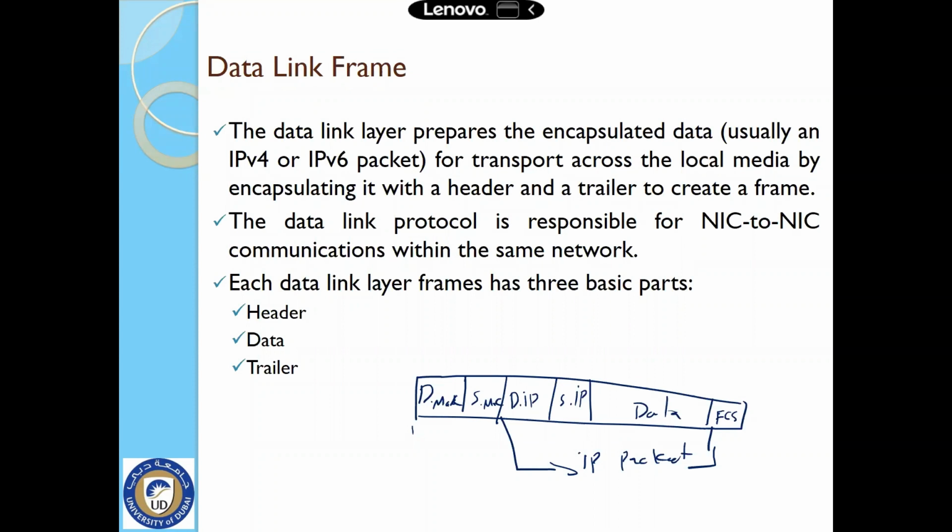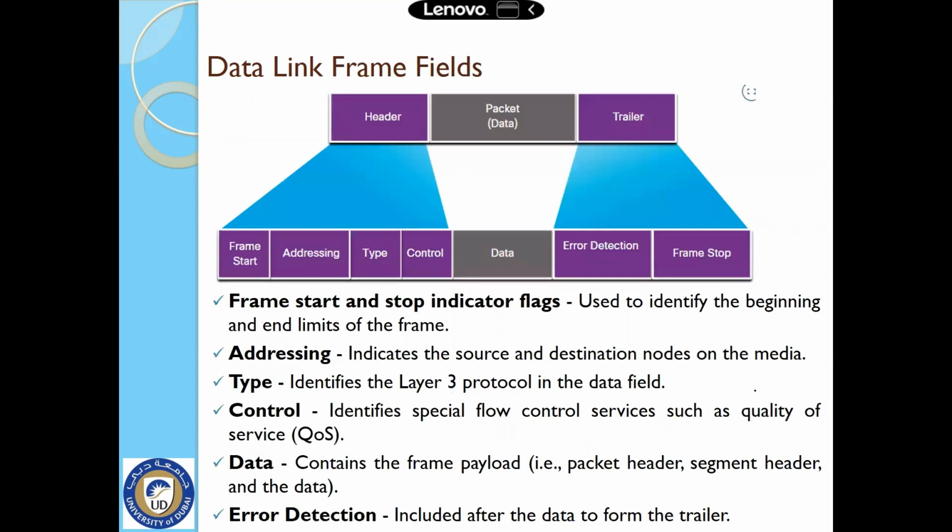So the data link protocol is responsible for card-to-card communication within the same network. Each data link layer frame has 3 basic parts: header, data, trailer. So we have the header here, here is the whole set of data, and here's the trailer. And there you go. Frame start and stop indicator flags at the header and the trailer: we have frame start and frame stop. This information is used to identify the beginning and the end of each frame.